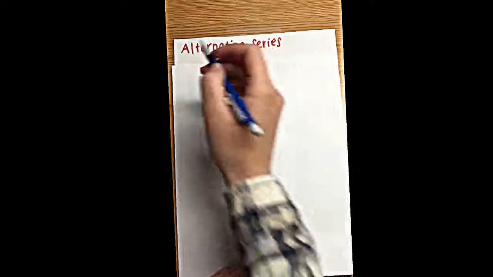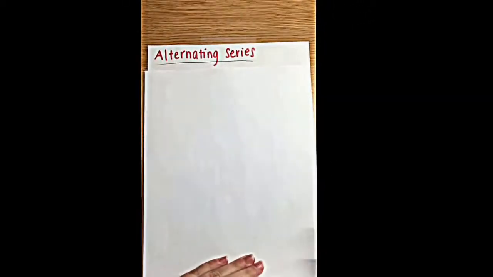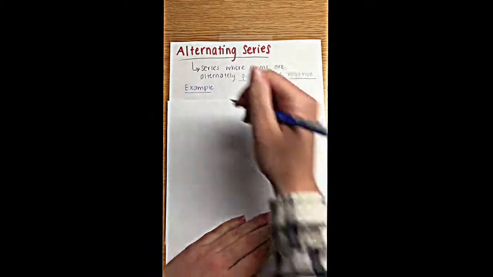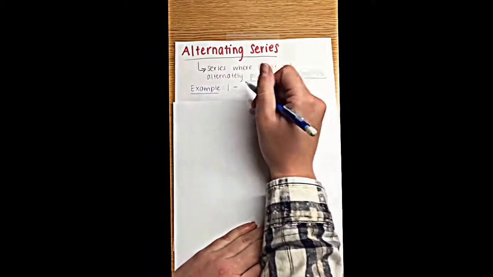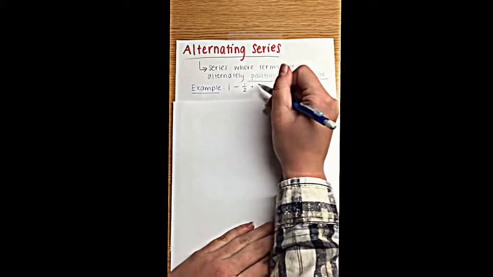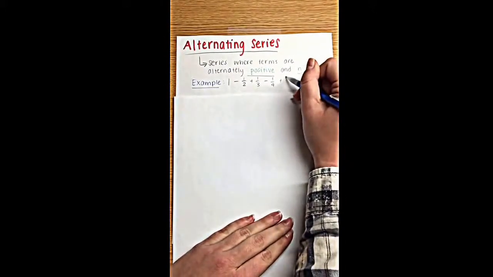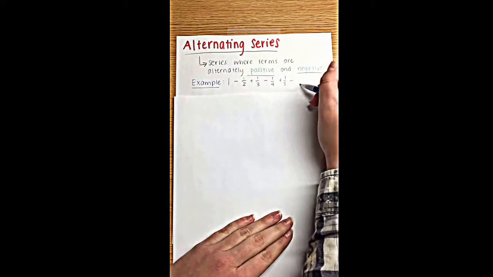So today we're going to be talking about alternating series. An alternating series is a series where terms are alternately positive and negative. An example of an alternating series would be 1 minus 1/2 plus 1/3 minus 1/4 plus 1/5 minus, etc.